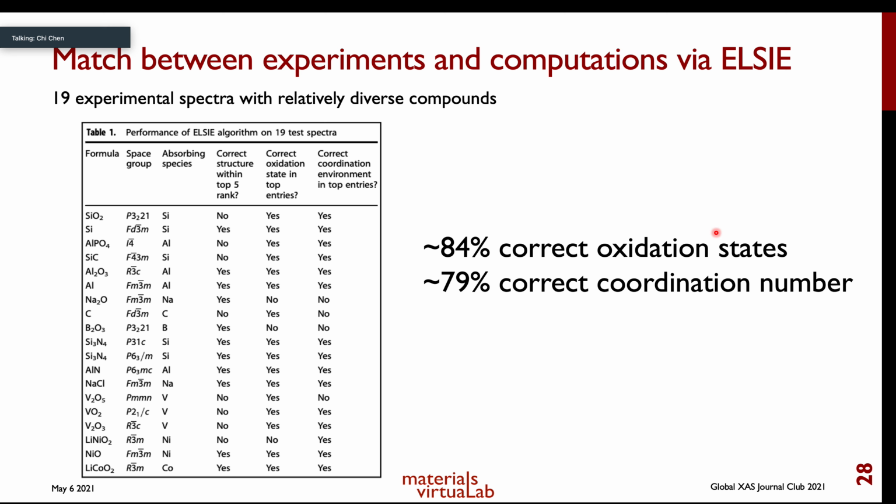So okay, once we established this method on the computational data, we tested the model using a few of the experimental spectra that we collected from the literature. And we can see that the spectrum matching method using the algorithm as well as the computational database can achieve 84% accuracy in identifying oxidation states, and about 79% accuracy in correctly identifying coordination number.